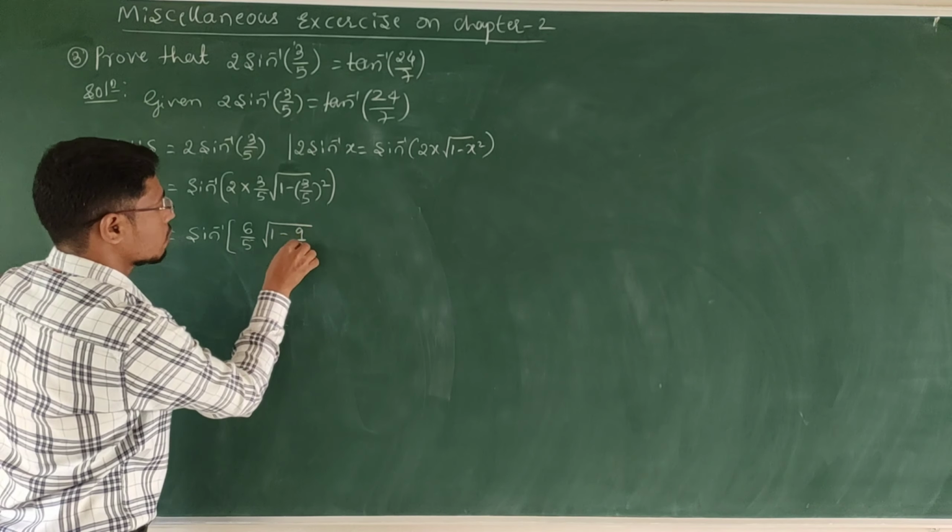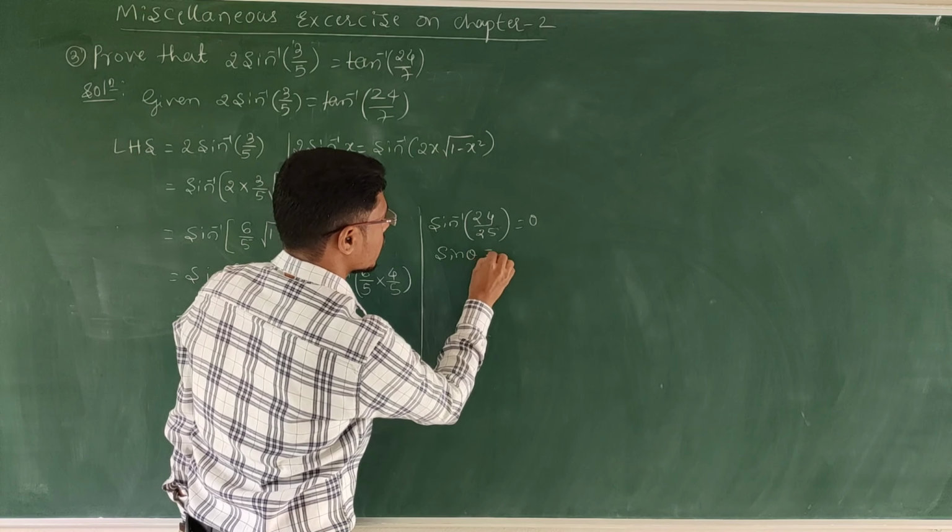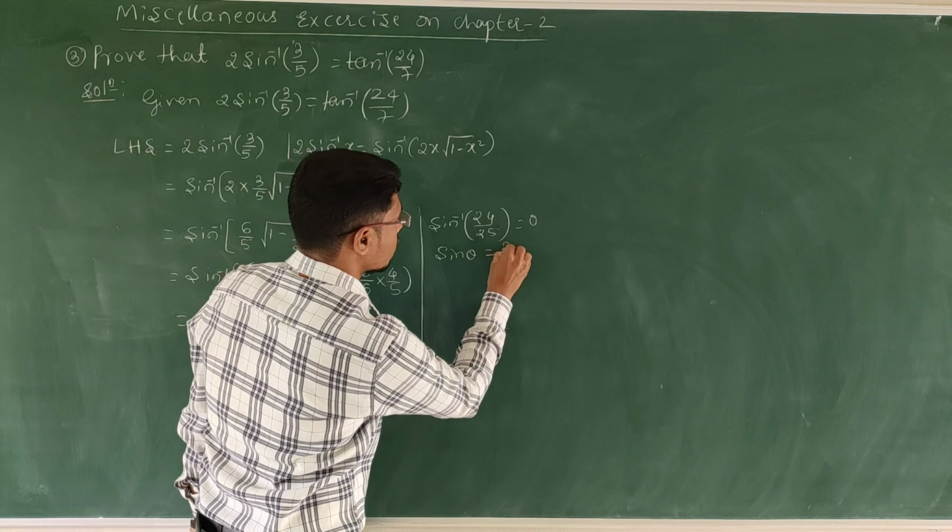So what do we need? Tan inverse. For that, convert this to an angle. I will make the calculations here. Sine inverse of 24 divided by 25 is equal to theta. I will write sine theta equal to 24 divided by 25. So in a right angle triangle, sine theta is opposite by hypotenuse, 24 by 25. One more triplet is here, we will get 7.